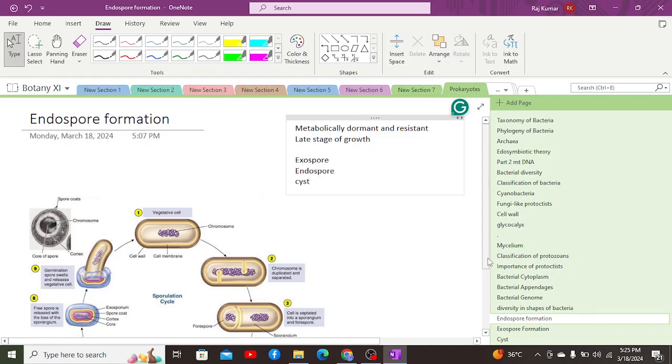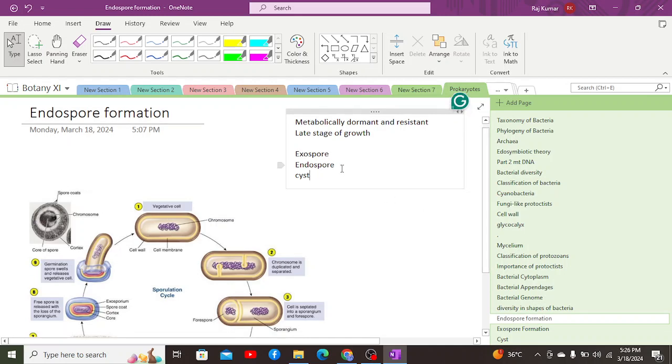As the name suggests, an endospore is a spore which is produced within the bacterial cell wall, while a spore which is formed outside the bacterial cell wall as an outgrowth of the bacterial cell is known as an exospore. Certain species of bacteria are associated with endospore formation, such as Clostridium and Bacillus species.